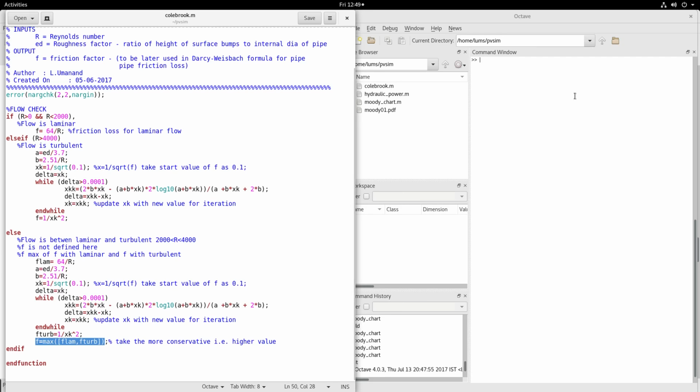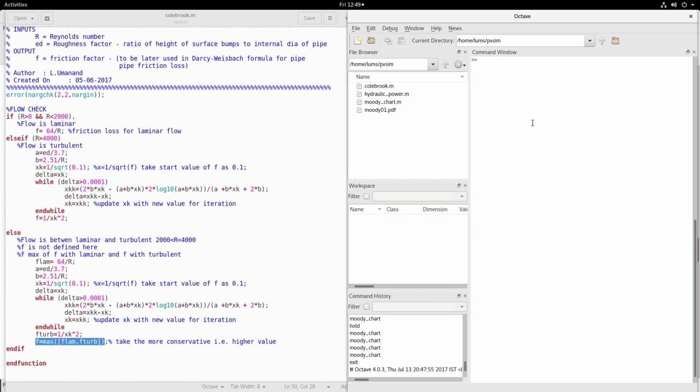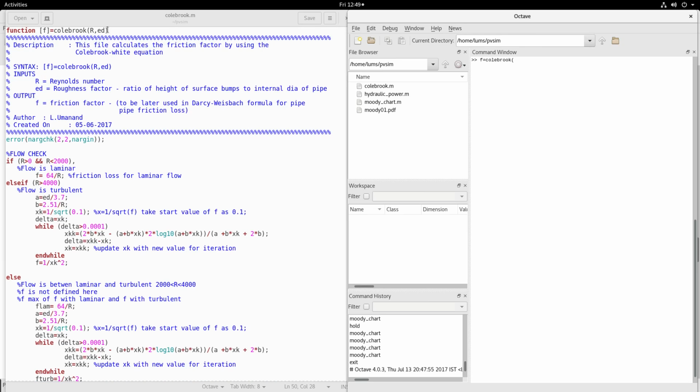Now for example, let us go into Octave and call this Colebrook function. How will you call it? Let us say I want to know the friction factor, Colebrook, and let me give the Reynolds number. You see, we have to give the Reynolds number and E by D. So let us say a Reynolds number of 5000, and let us say an E by D, roughness ratio, of 0.001.